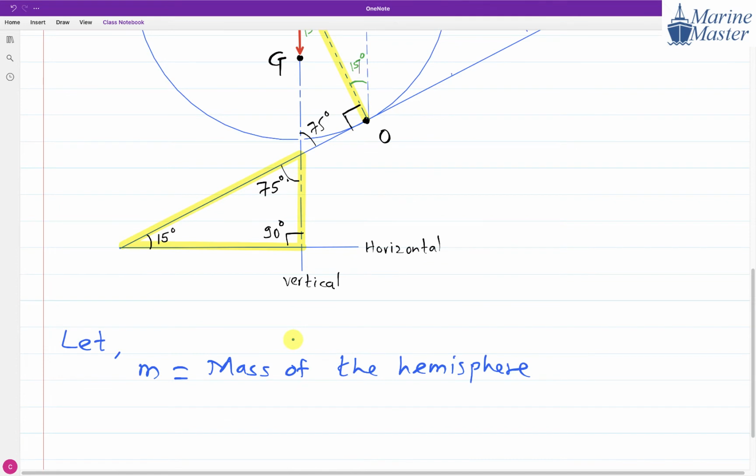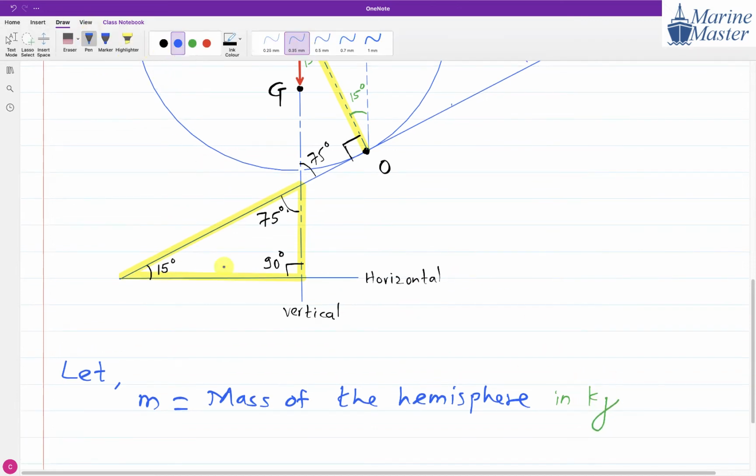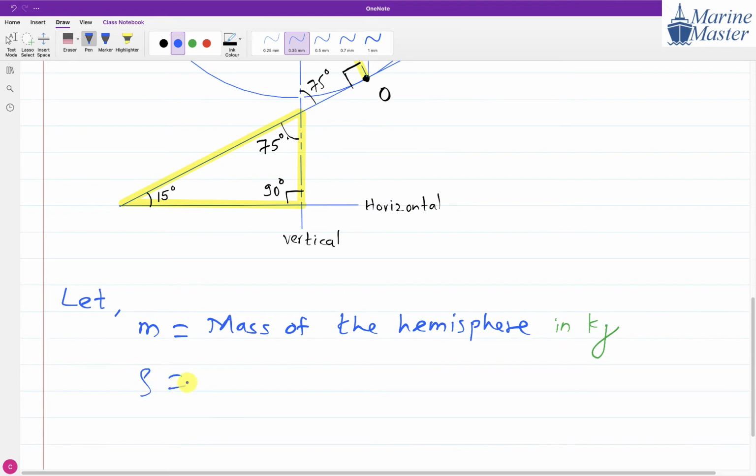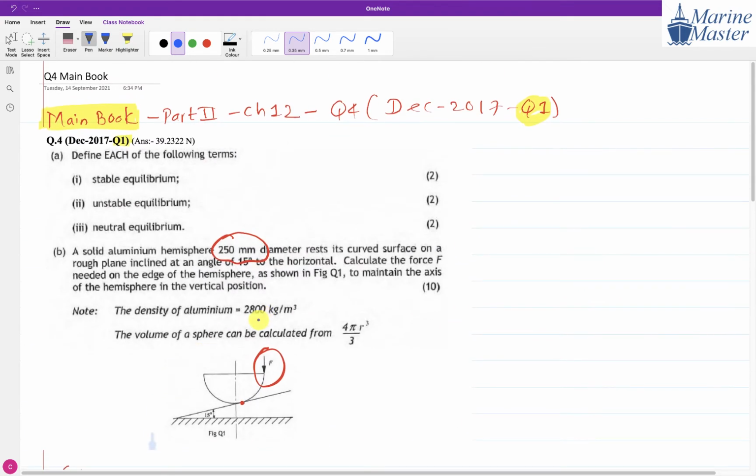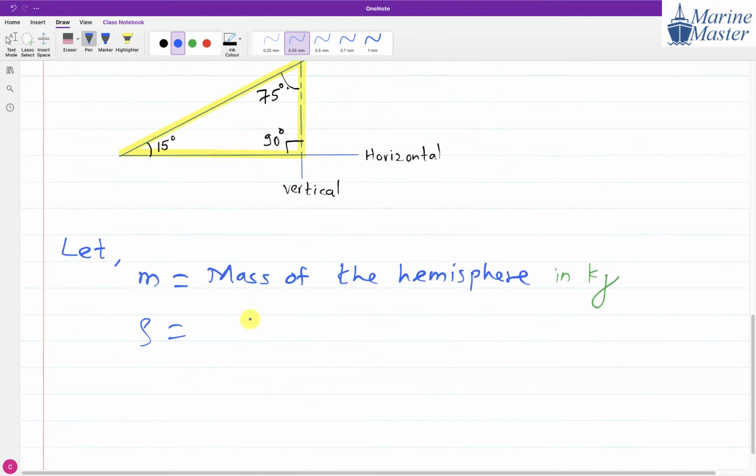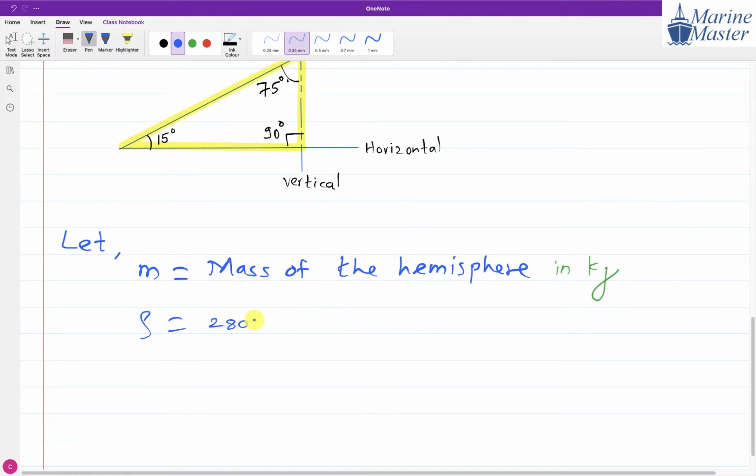So now what we are going to assume, let m be the mass of the hemisphere in kilogram. Now what have they given us? Density. The density of aluminum they have given us is 2800 kg per meter cube.